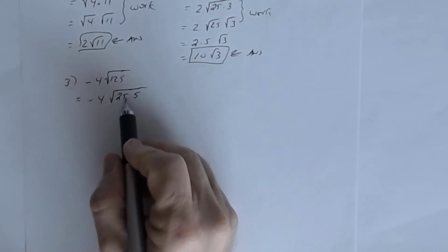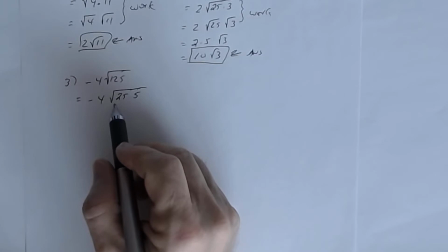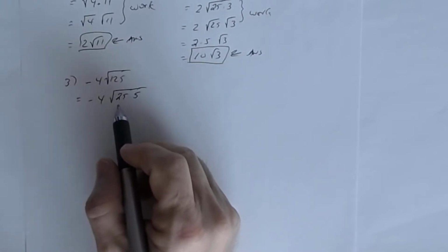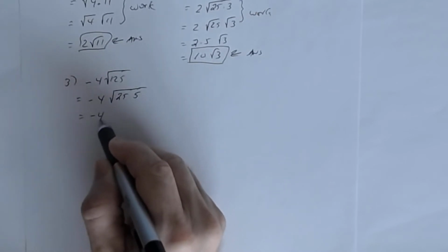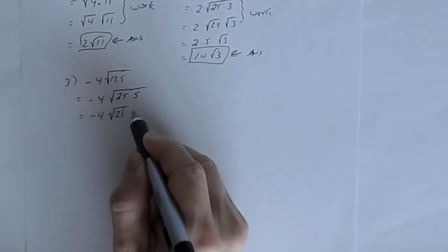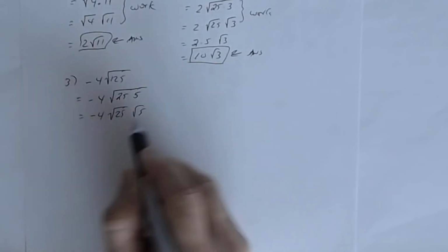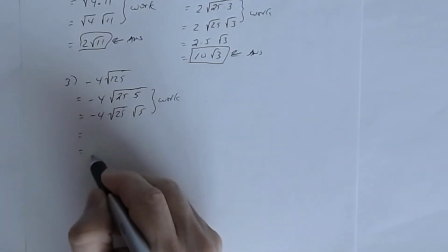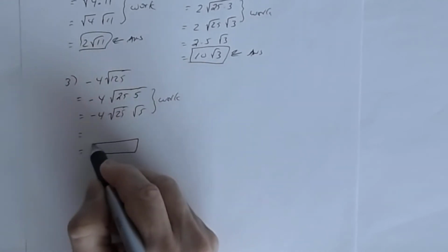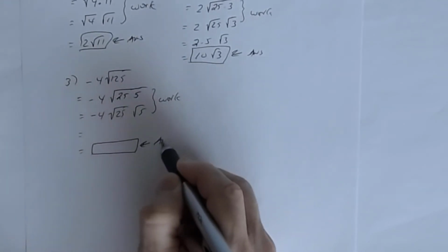Notice I use a perfect square. Always make sure you're using a perfect square. If you're not, it's going to make things so much more difficult for you. And so using the product rule, I get -4 times the square root of 25 times the square root of 5. And again, that will be your work. And then your answer would be what goes in here.